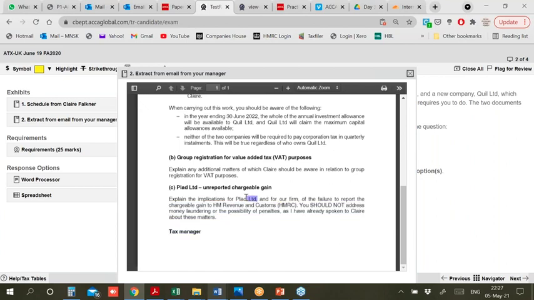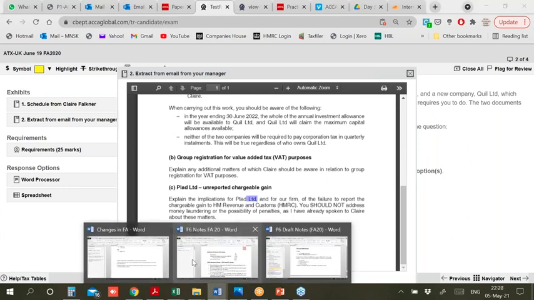So two headings should be in your answer, Plaid Limited and our firm, and then you have to tell the consequences of the failure to report the chargeable gains to HMRC. You should not address money laundering or the possibility of penalties, as I have already spoken to Clear about these matters. Okay, so I shall only discuss the non-disclosure of income or gain.